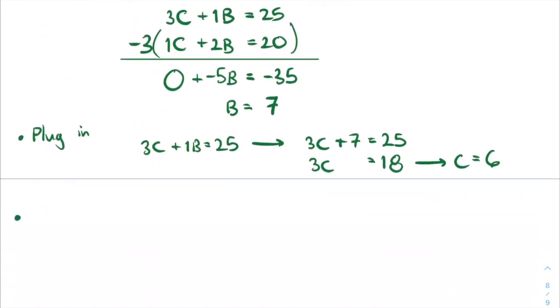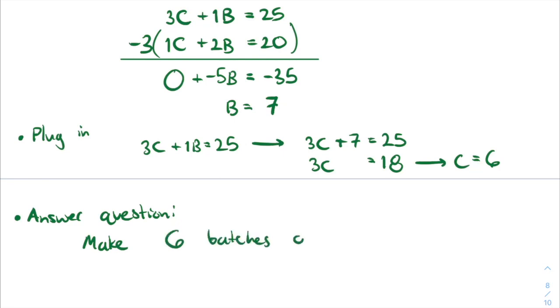So our answer: we should make 6 batches of cookies and we should make 7 batches of brownies.